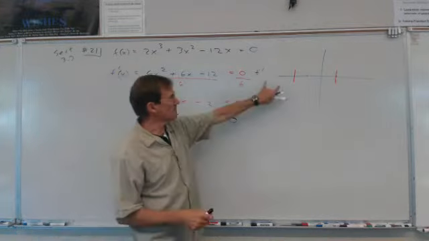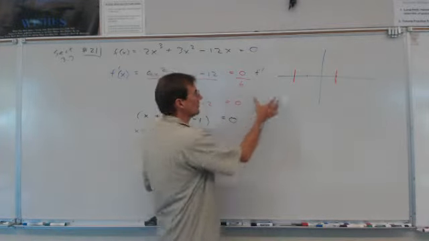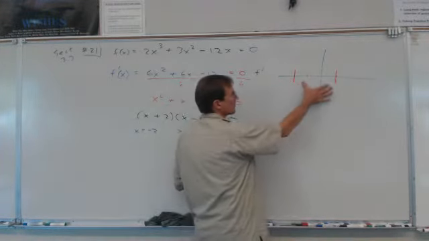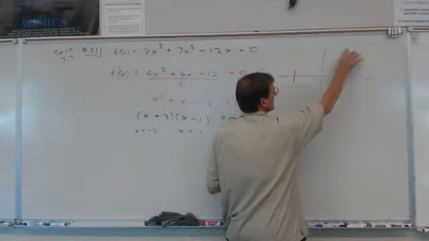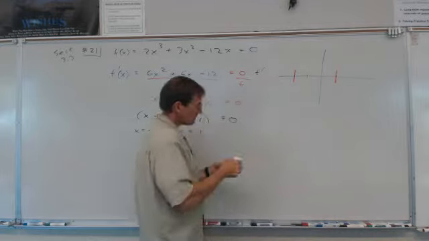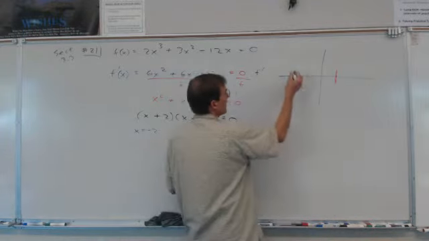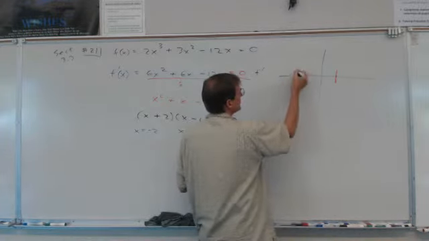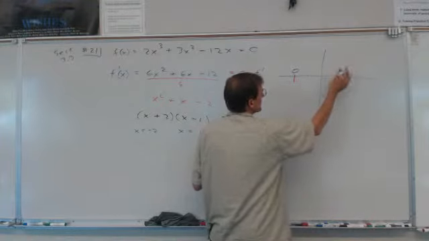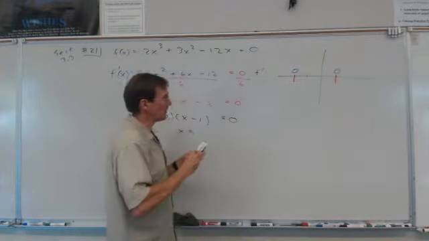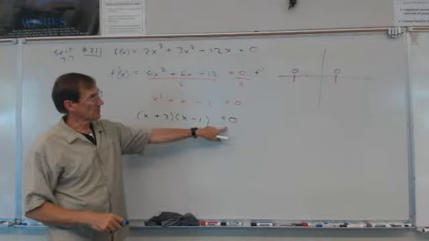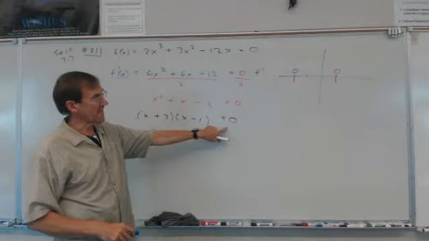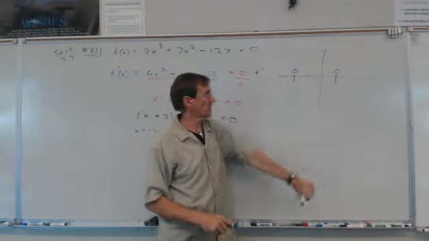So hopefully this makes sense. We're going to see what the first derivative is doing in this interval, what the first derivative is doing in this interval, and what the first derivative is doing in that interval. And we know that right here, f prime is going to equal 0, and here, f prime is going to equal 0. If you put negative 2 into the derivative, it's equal to 0. So the slope of the tangent line at that point is equal to 0.